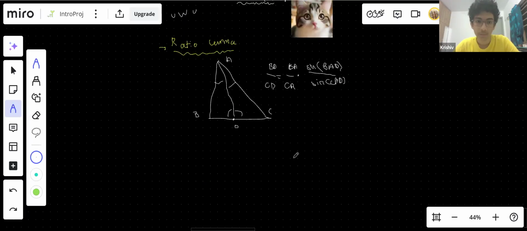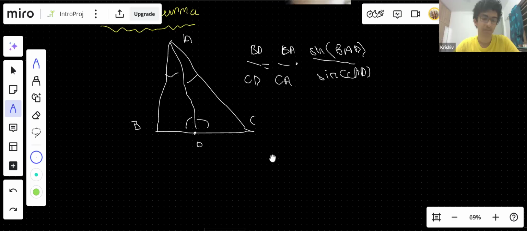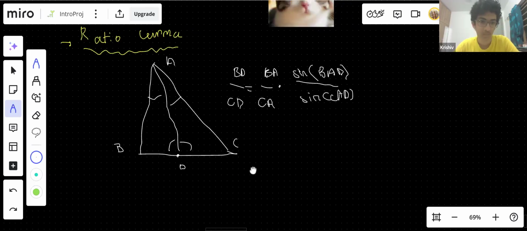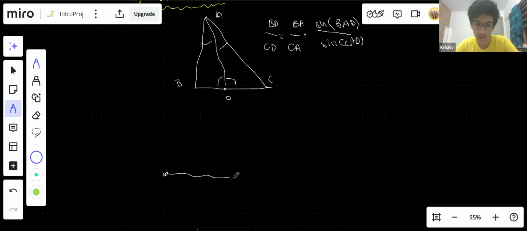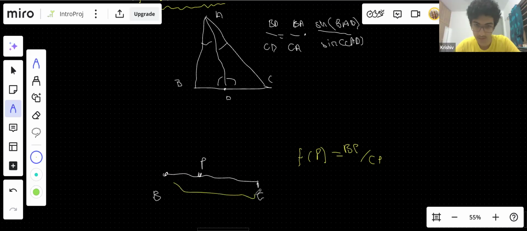Cool. But now I'll mention a slightly cooler ratio lemma, which some people might have heard of. I'll take a segment BC, and for a point P on BC, I'll define a function. Don't be intimidated by this function thing in geometry, it's a very simple thing. I'll define f of P with respect to segment BC to be BP over CP, just the ratio of the lengths that P subtends on BC.